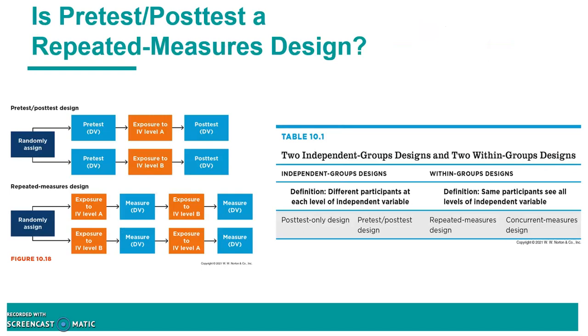Now you may wonder, this pre-test, post-test design that I mentioned before, is that a repeated measures design? Technically, no. Half of the participants got exposed to one level of the IV and the other half got exposed to the other one. With a true repeated measures design or within groups design, all levels of the independent variable need to be experienced by all participants. So that's the case with repeated measures and concurrent measures designs.